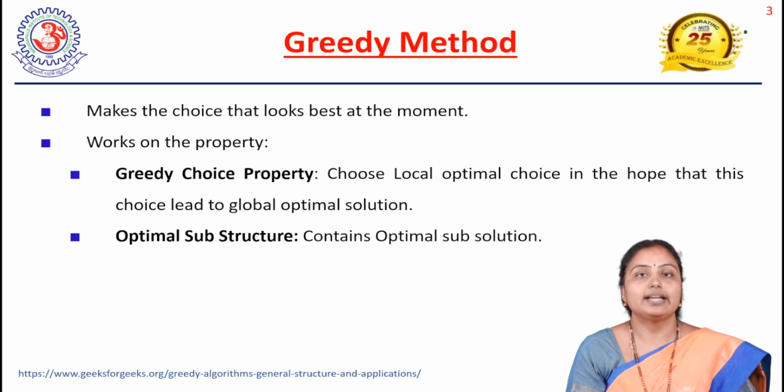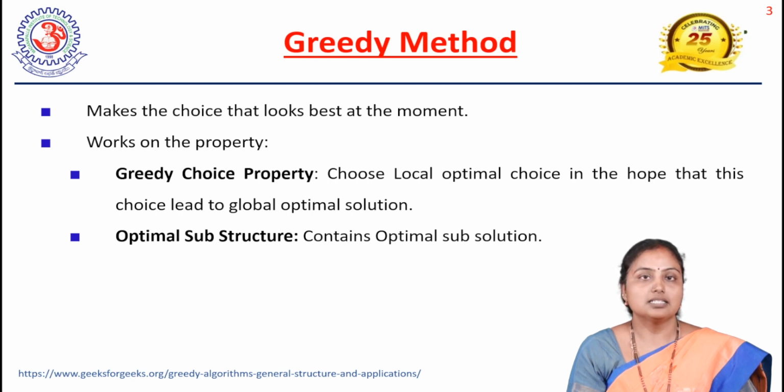That means for any problem, we will divide the problem into subproblems and we will find out the local optimal choice. So we think that this solution may lead to the global solution. This property is called greedy choice property.